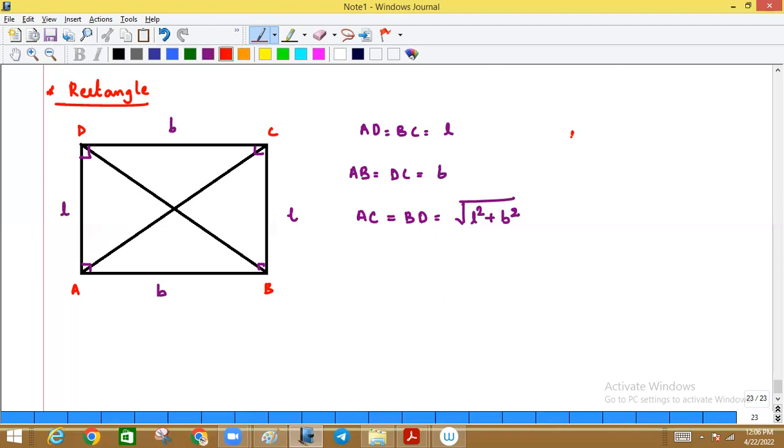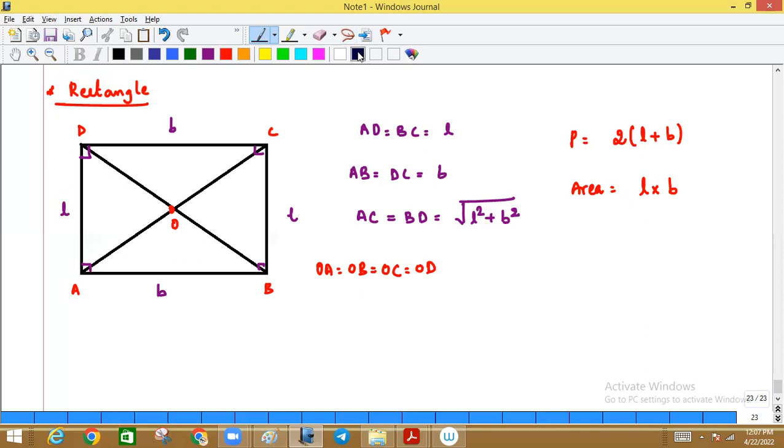Perimeter is 2L and 2B. Therefore, it is 2 times (L plus B). Sum of all the sides is nothing but the perimeter. Area of a rectangle is what? Simply length into breadth is the area, right? Diagonals bisect each other. Bisect means the midpoint. It will intersect at the midpoint. If the diagonals intersect at the midpoint, you call them bisection. Therefore, you can say OA is equal to OB is equal to OC is equal to OD because diagonals are anyway equal. Understood?